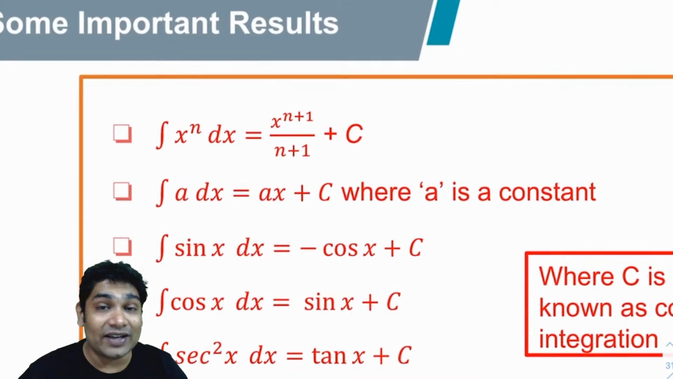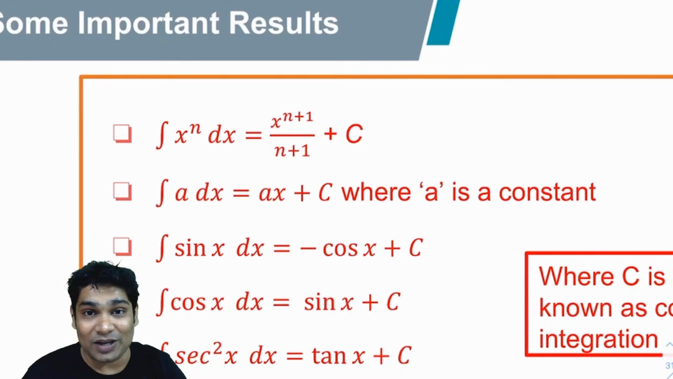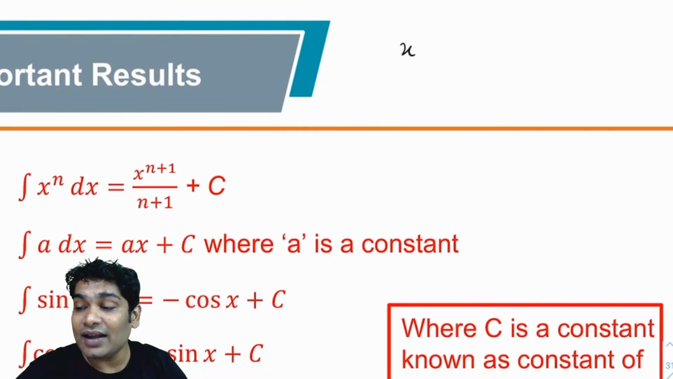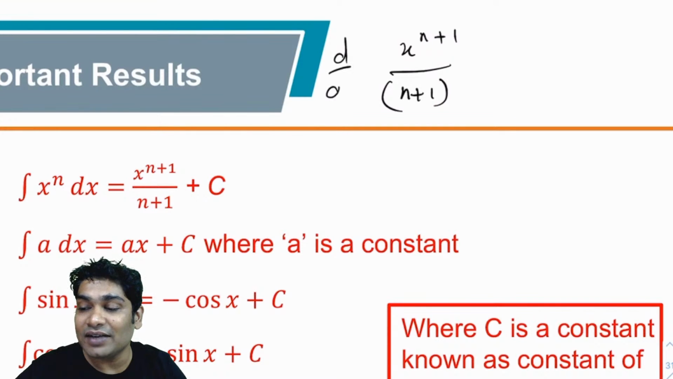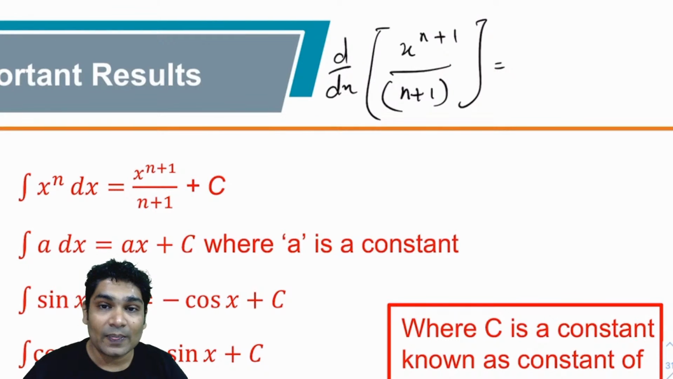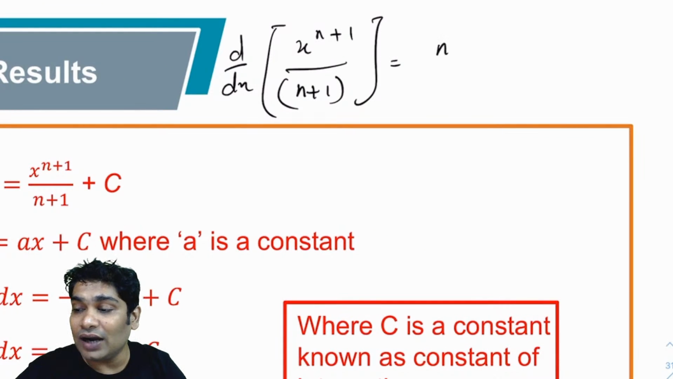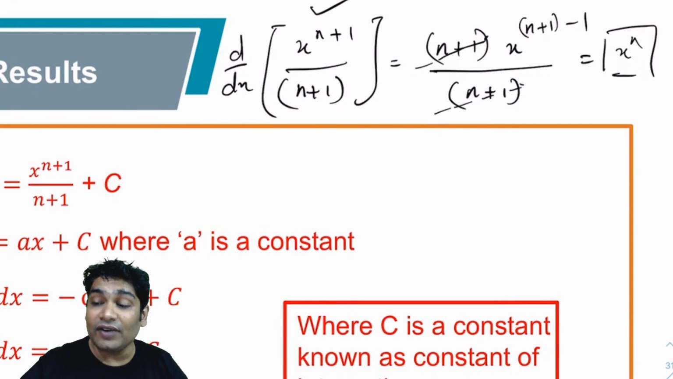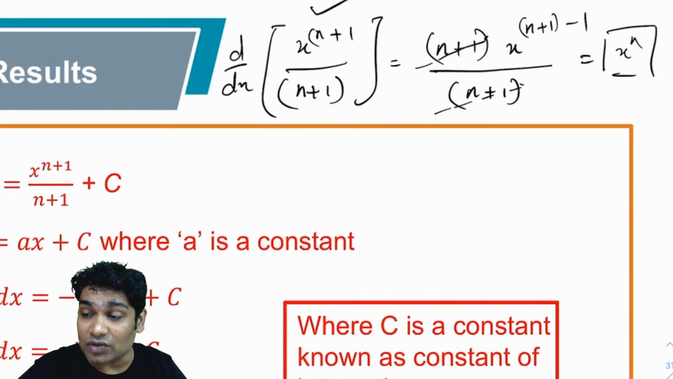So the integration of x to the power n is x to the power n plus 1 over n plus 1, plus c. Remember this. So let's see how. Let's try and differentiate this one. What is the d over dx of this? So I already know how we would do that. We would keep n plus 1 here, then x to the power n plus 1 minus 1 over n plus 1. So you will realize that this gets cut, and what you get is x to the power n. So if you differentiate x to the power n plus 1 over n plus 1, you are getting x to the power n.